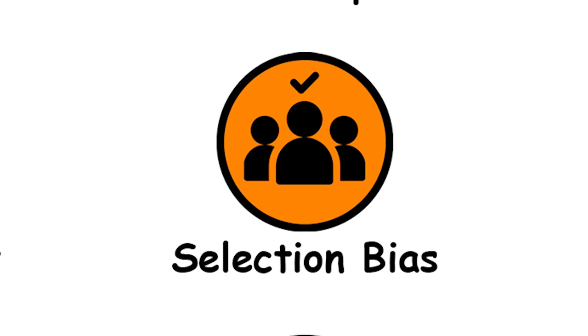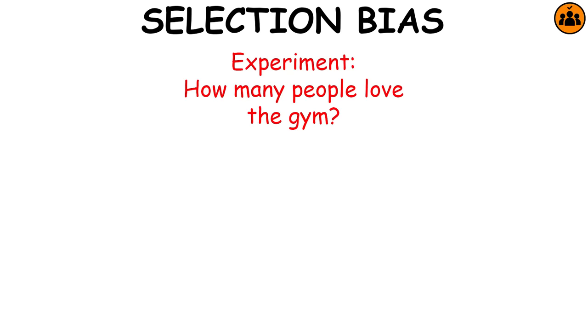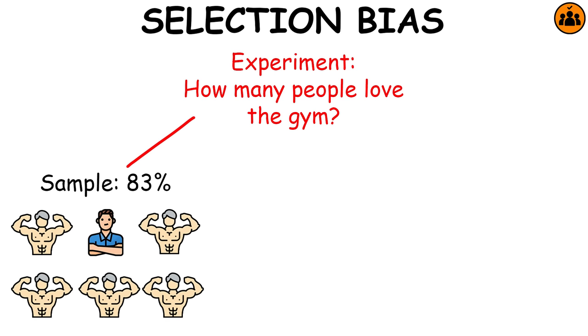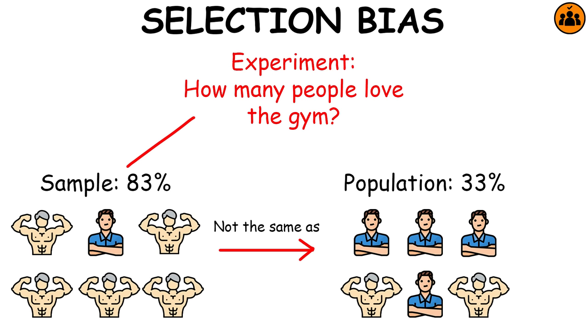Selection bias. Selection bias is the bias introduced by the selection of individuals, groups, or data for analysis in such a way that proper randomization is not achieved, thereby failing to ensure that the sample obtained is representative of the population intended to be analyzed.